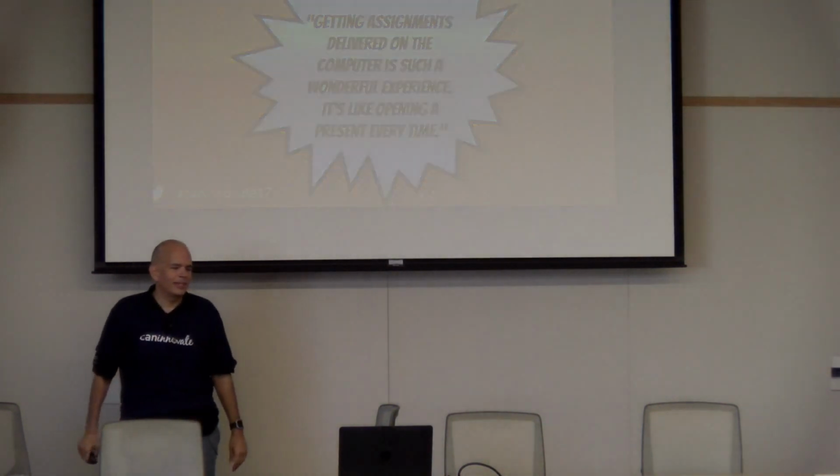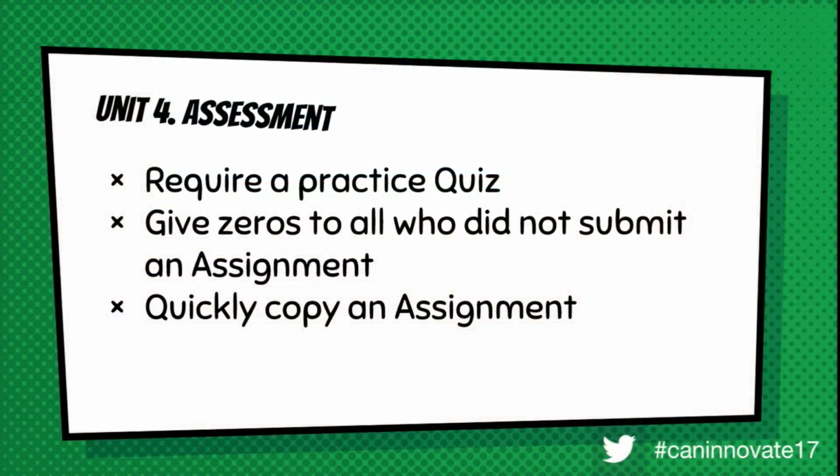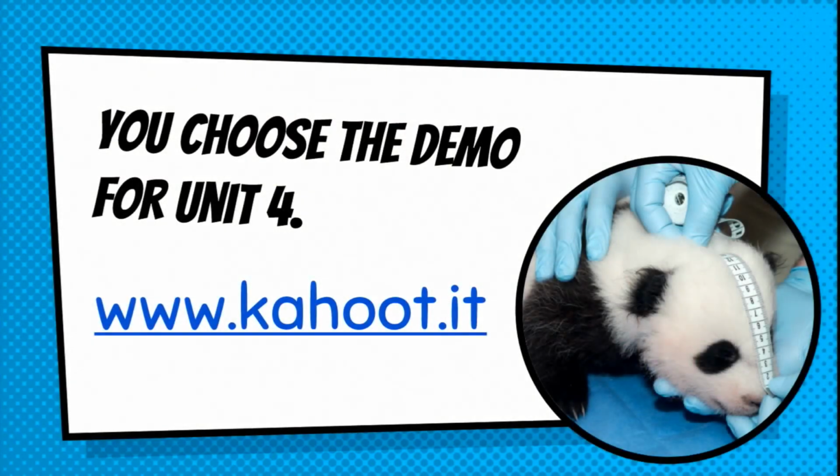So the three tips and tricks for assessments. One is how to require a practice quiz, so make sure they get that minimum score before they're ready to take the chapter exam. Give zeros to all who did not submit a particular assignment. And then finally, how to quickly copy an assignment. So I've got an assignment that I want to make multiple copies of. And again, we'll do one more Kahoot on this. So this is for assessment.